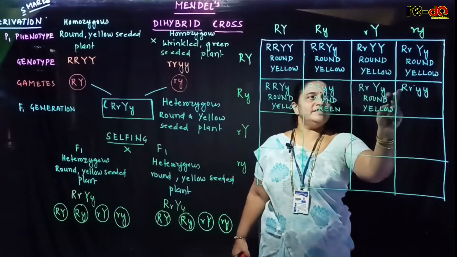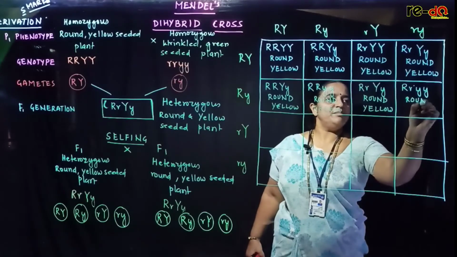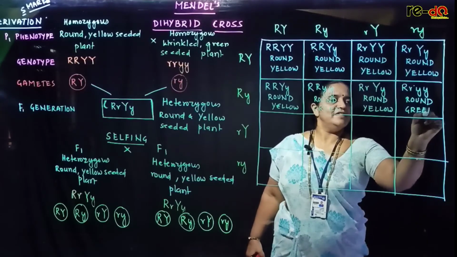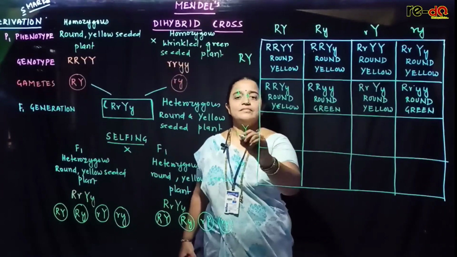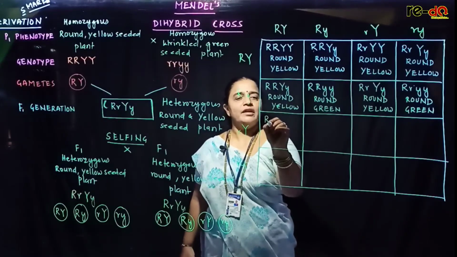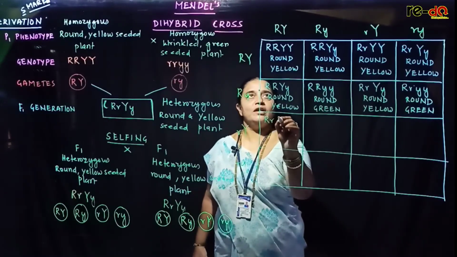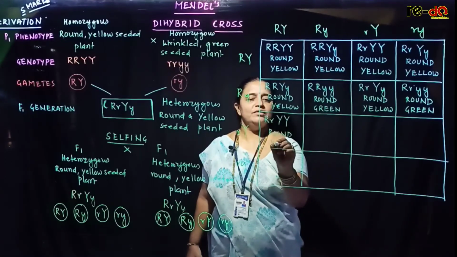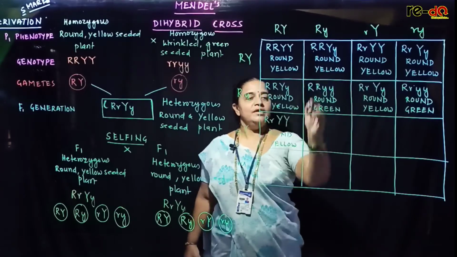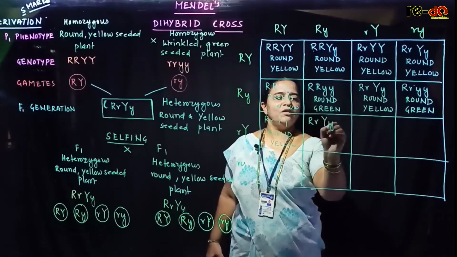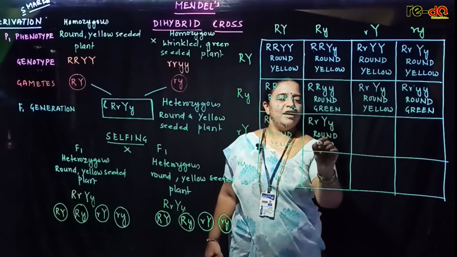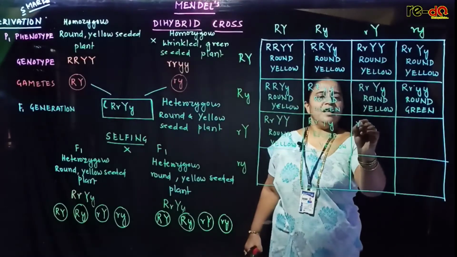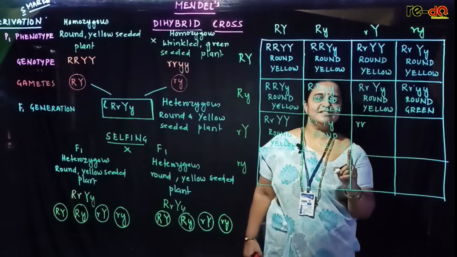Now, R small y. Here, this is homozygous, this is heterozygous. Expressed shape is round, but color appeared is green because these two are homozygous recessive alleles. Now, here, you have to write R first, capital, and then small r. Capital Y, capital Y. So, this will also become round yellow. Now, R small r, Y small y. This is also round yellow.